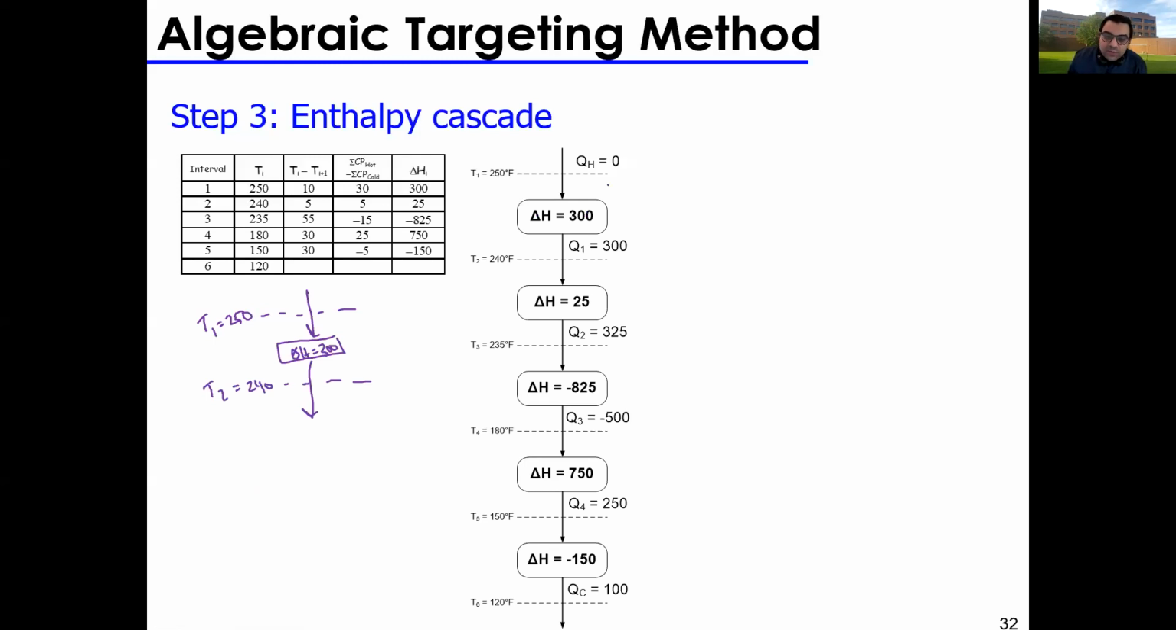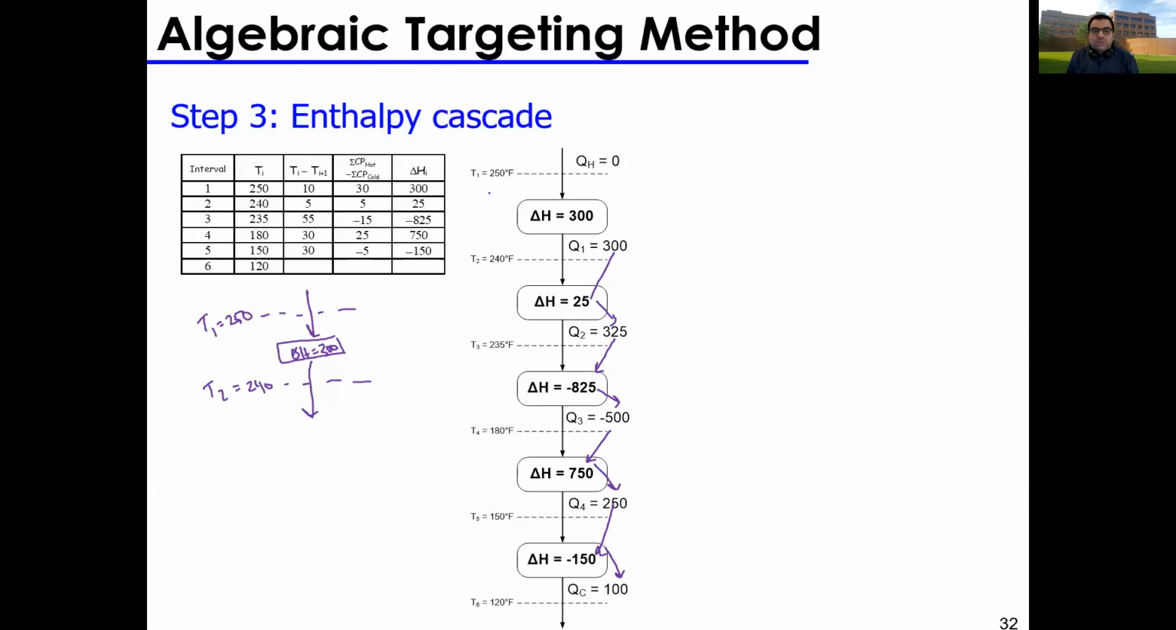And then once I'm done with this, I'm gonna just add up all my heat, all my enthalpies. So QH at the top is 0, there's nothing added. 0 plus 300 is 300. Sorry, 300 plus 25 is 325. 325 minus 825 is minus 500. Minus 500 plus 750 is 250. 250 minus 150 is 100, right?